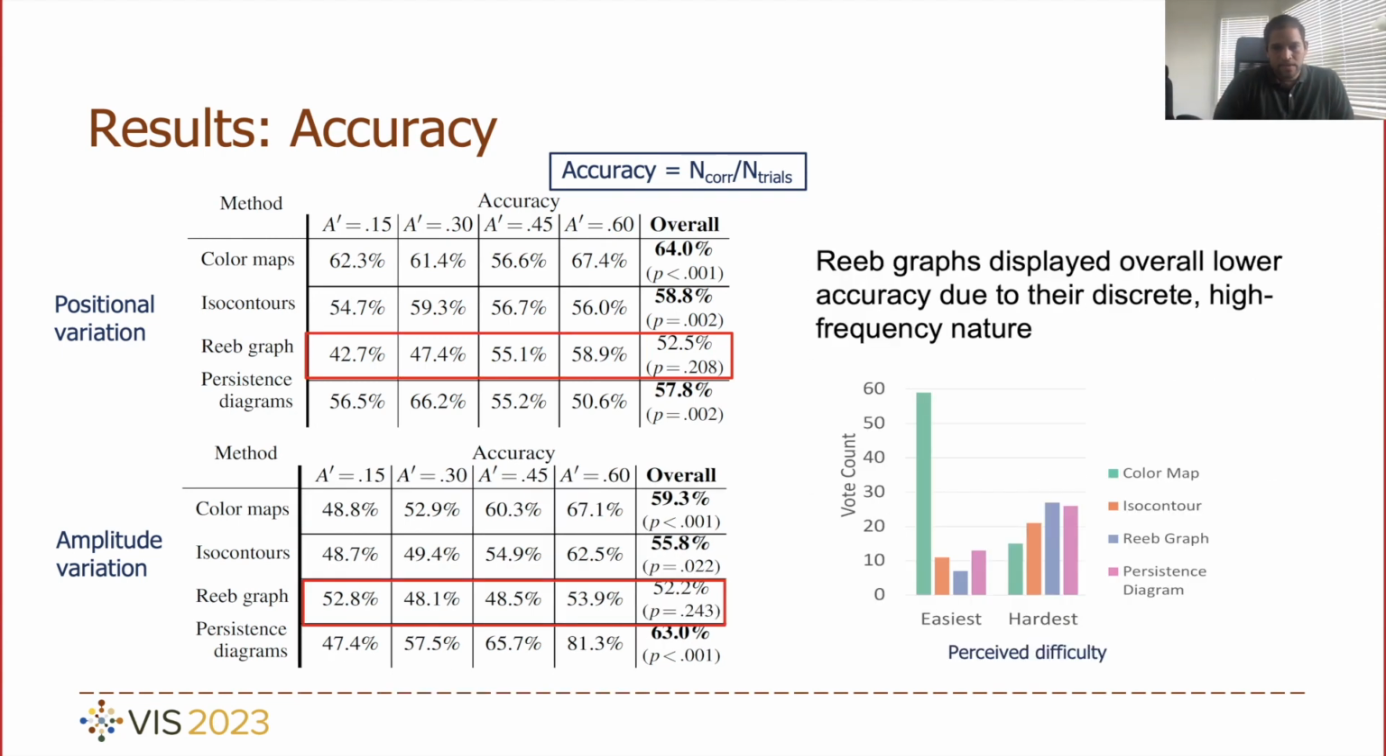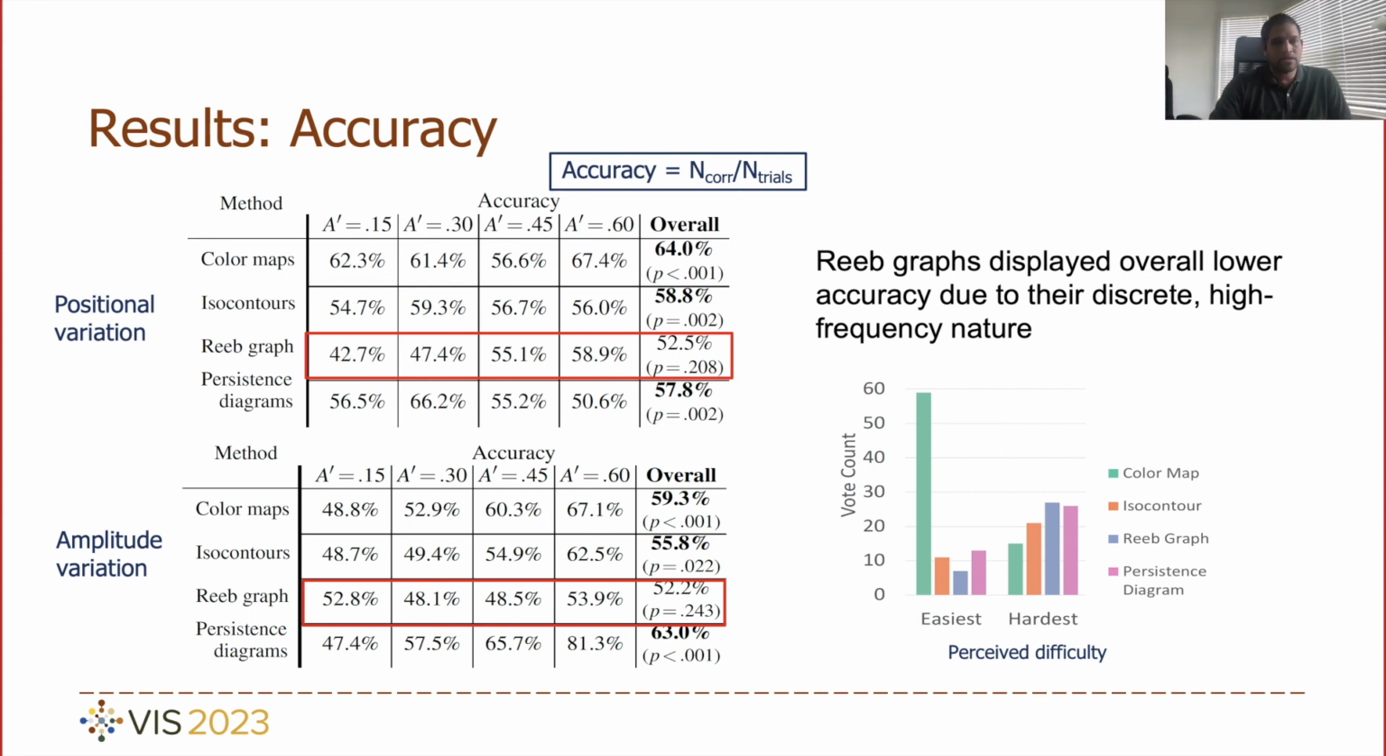Now, our hypothesis was statistically significant for all visualization types except for the Reeb graphs, which had high p-value. Reeb graphs stood out and caused us to reject the hypothesis. They had overall lower accuracy due to their discrete and high frequency nature. Also, most users voted Reeb graphs as the toughest visualization type, whereas color maps as the easiest visualization type.